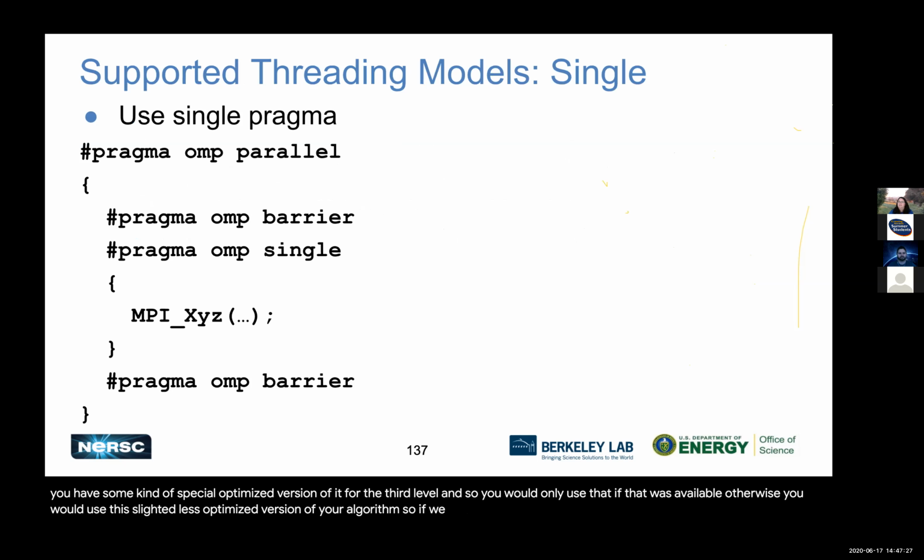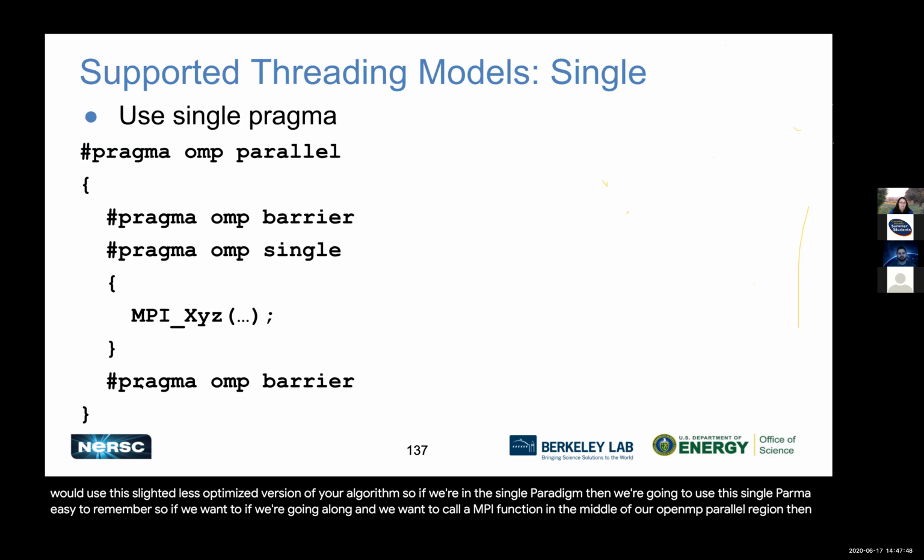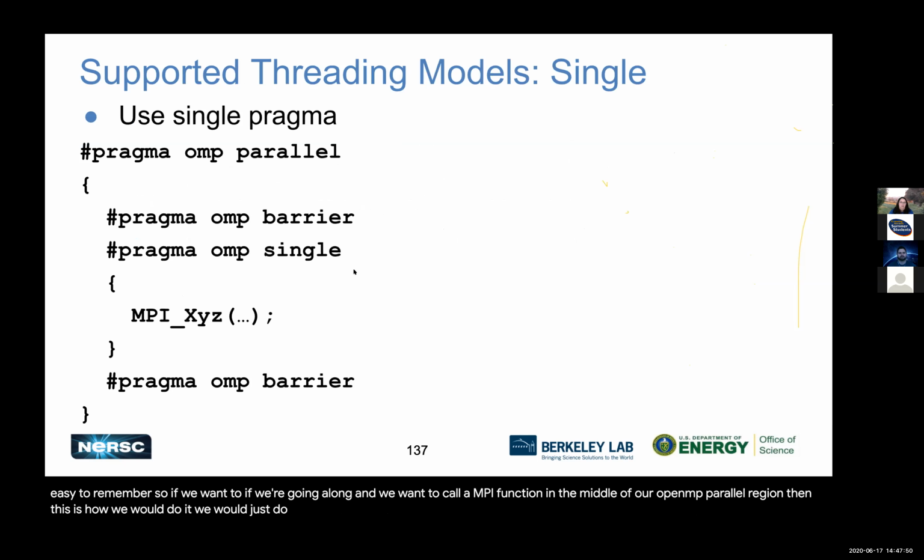If we're in the single paradigm, then we're going to use the single pragma. Easy to remember. If we want to call an MPI function in the middle of our OpenMP parallel region, this is how we would do it. We would do a barrier, then OpenMP single, where only one thread is allowed in there, and then a barrier again at the end, and then we move on.